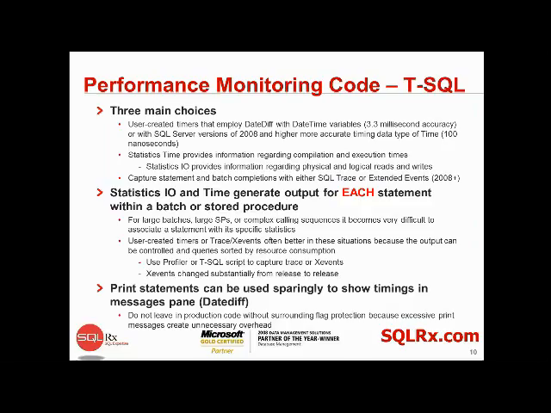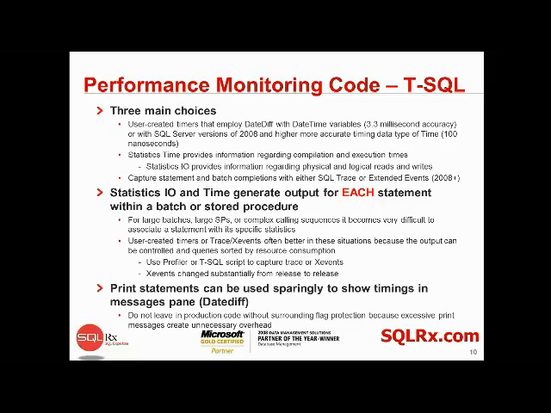So for T-SQL, there's basically three main choices. You roll your own. With datetime variables, you have a 3.3 millisecond accuracy. You can get better, down to 100 nanoseconds, if you use time, if you have access to SQL 2008 or higher. Statistics time provides information about the compilation and execution times. Statistics I/O provides information about reads and writes, both physical and logical. The third option is to capture statement and completion events either with SQL Trace or with extended events if you have access to 2008 and higher.